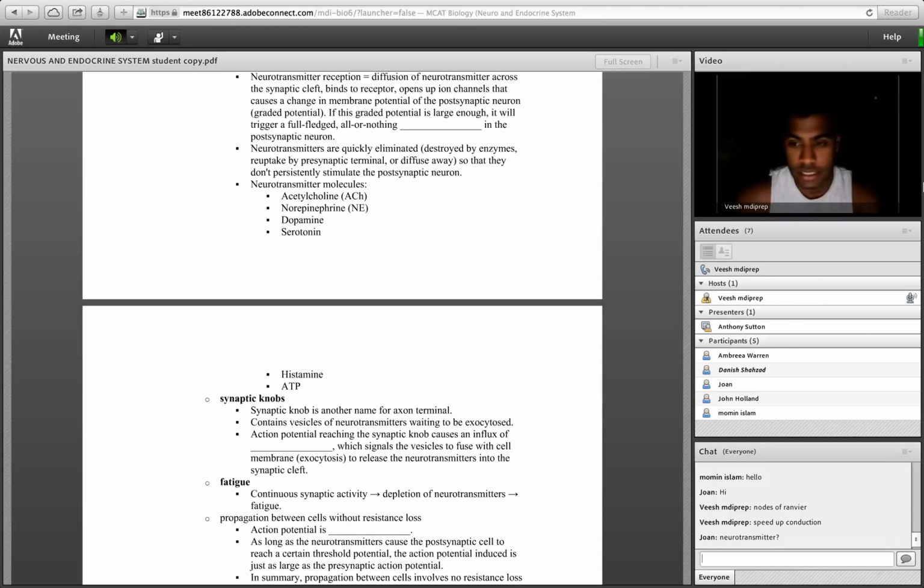Okay, so some examples of neurotransmitter molecules I have listed right there. Acetylcholine is one of them, norepinephrine, dopamine, serotonin, histamine, and ATP. Those are all different types of neurotransmitters in your nervous system.